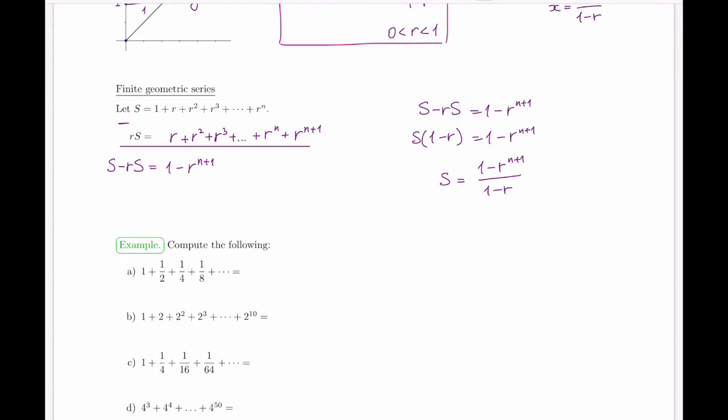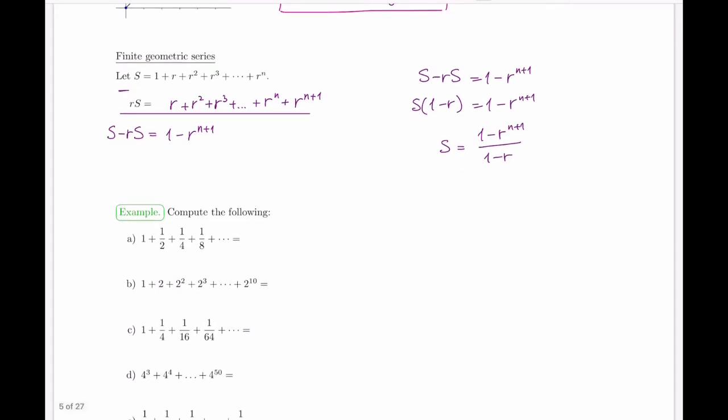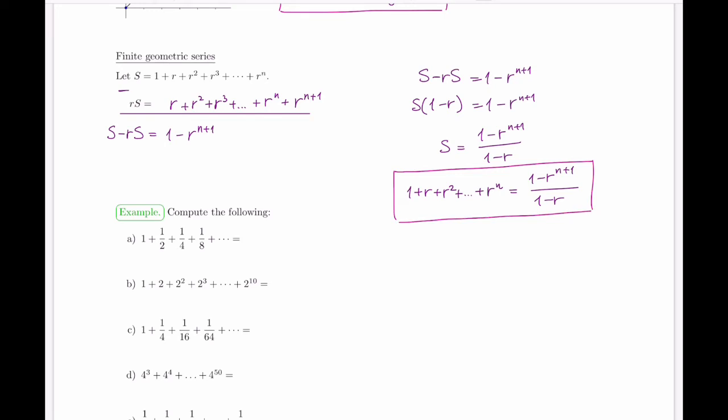Now for the sake of completeness, let me write out what S was. S was 1 plus r plus r squared all the way up to r to the power n. And the formula we have for it up here is (1 minus r to the n plus 1) over (1 minus r). So my formula for the finite geometric sums is given by this expression.